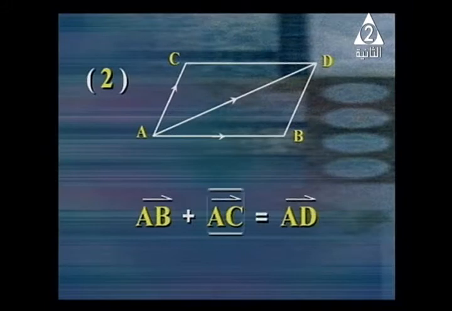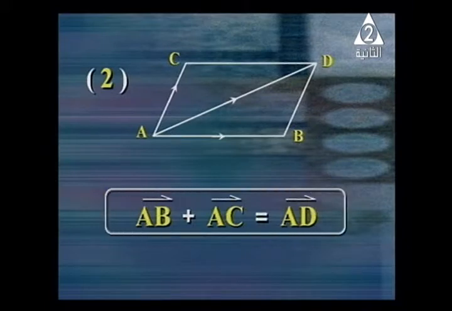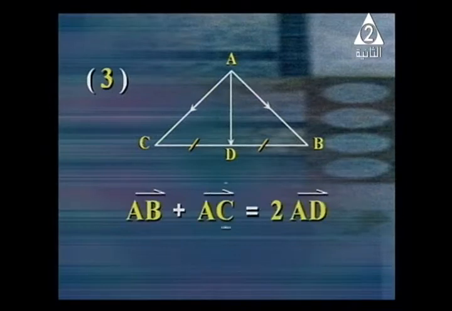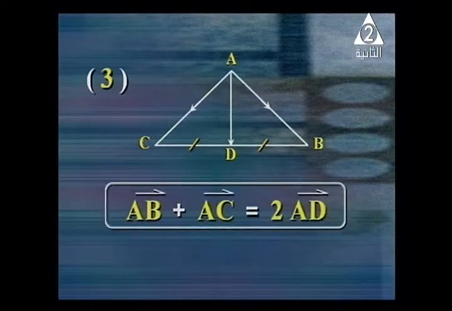Look, dear student, when we add AB vector plus AC vector equals AD vector. In a parallelogram ABCD, we have AB vector plus AC vector equals twice half AD vector, all equals AD vector. Number 3, if we have AD a median, D the midpoint of BC, when we add AB vector plus AC vector, it equals twice AD vector.